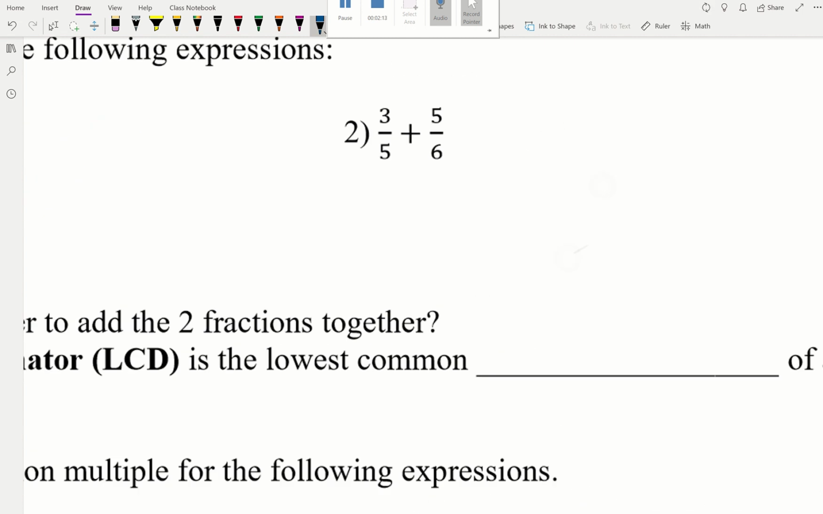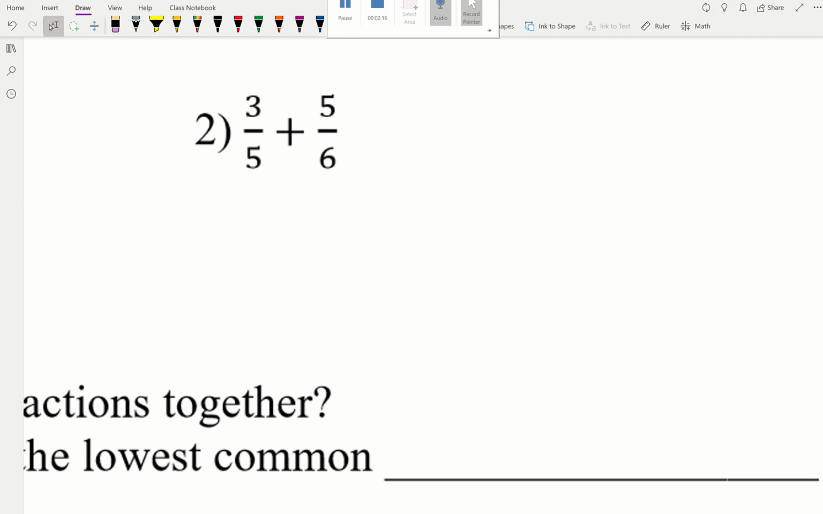All right, pause the video, try the second one. All right, this time, first off, it is addition, just like before. So I make a note that I need a common denominator, because without it, I'm not going to be able to do it. This time we have 5 and 6. Our biggest number is 6, but 5 will not go evenly into 6, or 6 is not a multiple of 5. So their least common multiple this time is going to be the product of 5 times 6, which is 30.